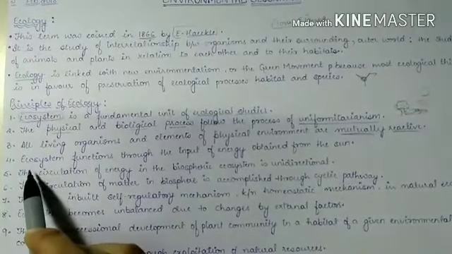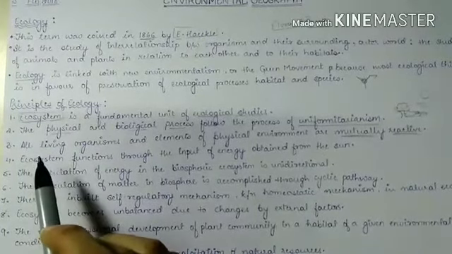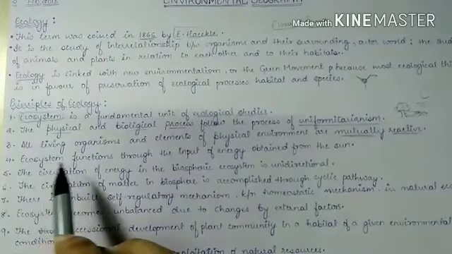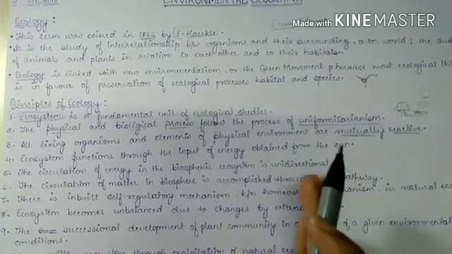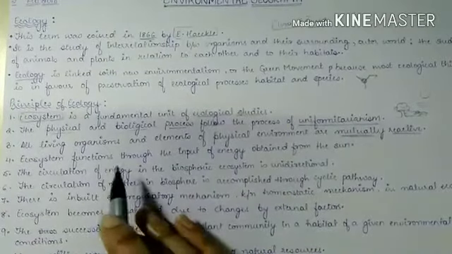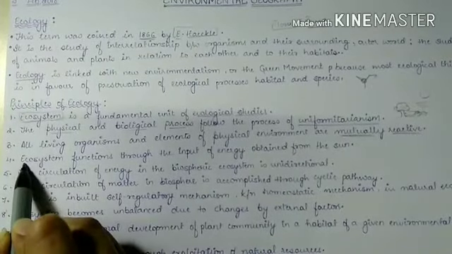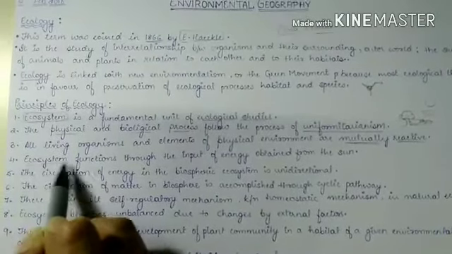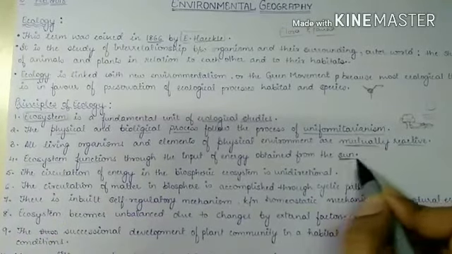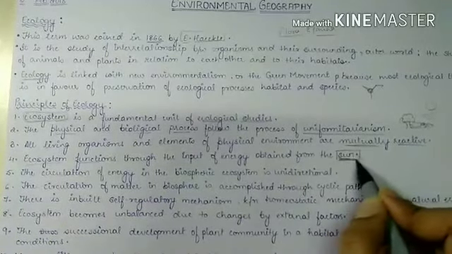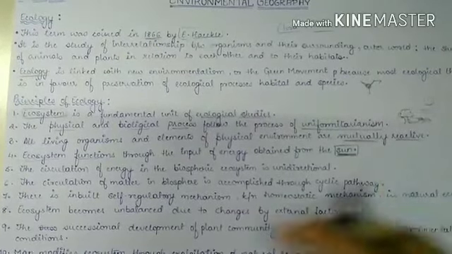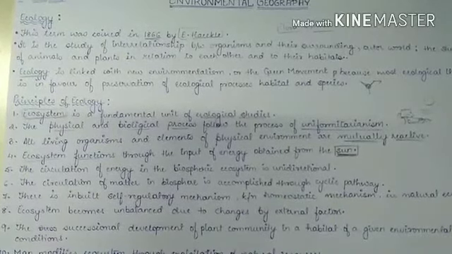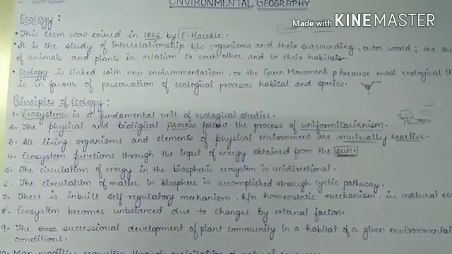Now the next point is that the ecosystem functions through the input of energy obtained from the sun. So the basic energy source for the ecosystem to function is the sun. The sun is the primary source of energy. Now the energy pattern and flow are governed by two laws of thermodynamics, the first law and the second law.